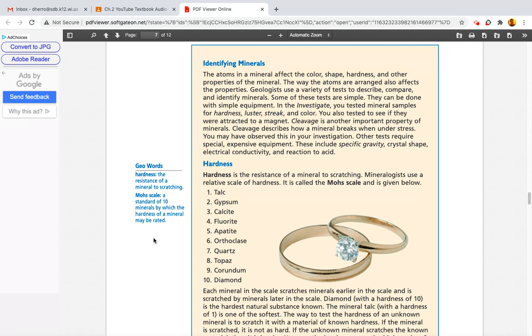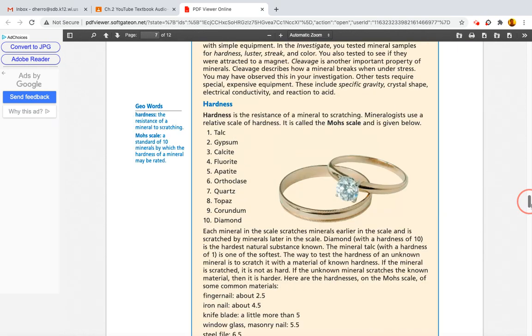Hardness. Hardness is the resistance of a mineral to scratching. Mineralogists use a relative scale of hardness. It is called the Mohs scale and is given below. Okay. So this is a scale of hardness. And hold on, let me scroll down a little bit. Yeah, this is the scale.